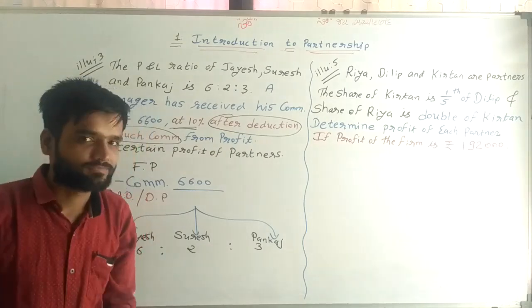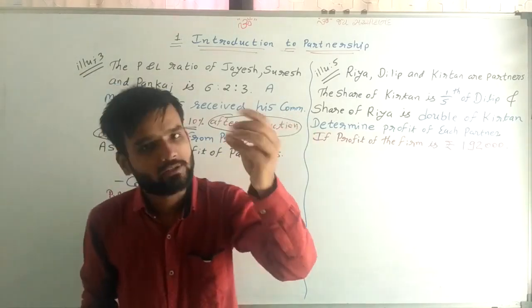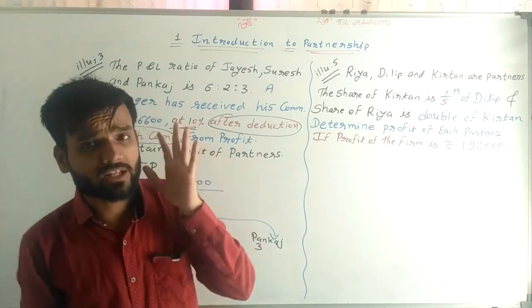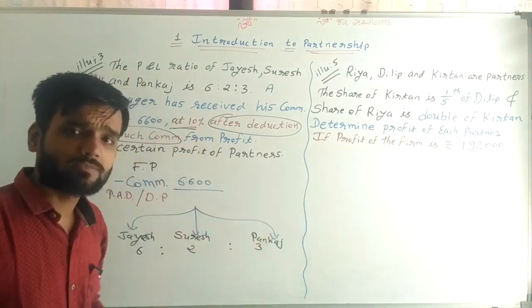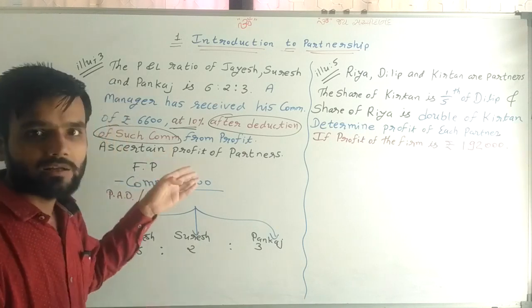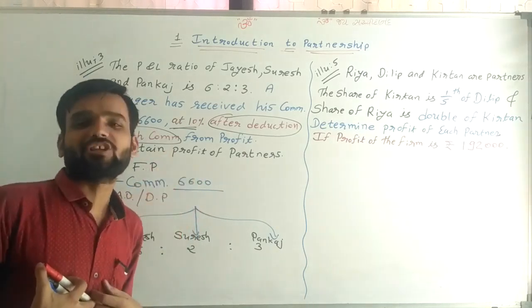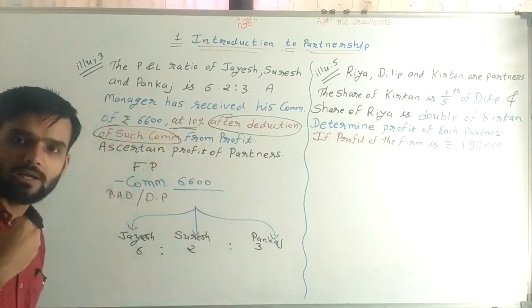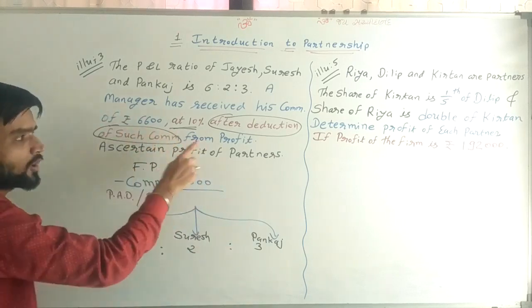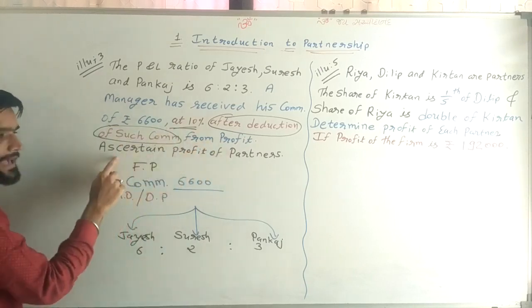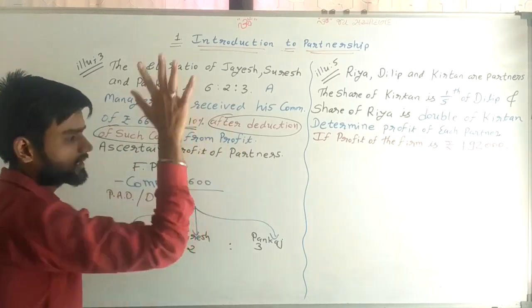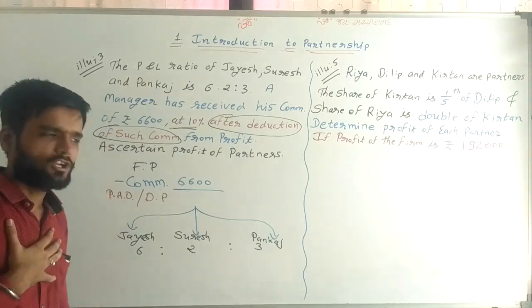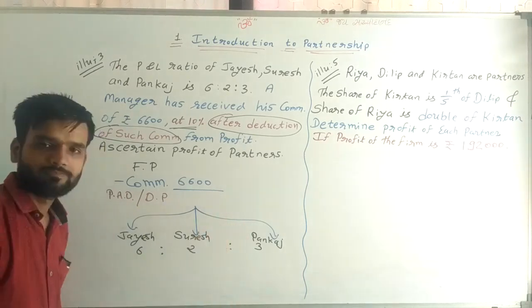There are 2 formulas. If divisible profit is given, then we can find commission. If firm's profit is given, then we can find commission. Here, we don't need to find commission; the amount of commission is already given. So what is my question? Going ahead, ascertain the profit of partners. Actually, we need to find the profit of partners.